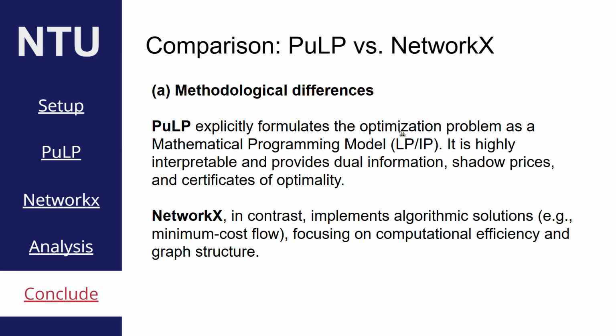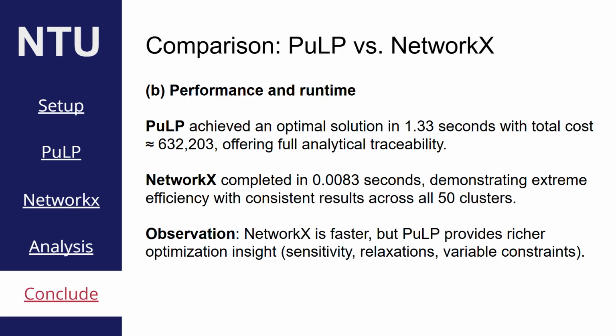At last, let me conclude what we have got from the work we have done. Firstly, let's see the comparison between PuLP and NetworkX. PuLP builds clear mathematical models with dual values and proofs, whereas NetworkX is algorithmic, emphasizing speed and graph structure. In short, PuLP focuses on theory and NetworkX on efficiency. In performance, PuLP took about 1.3 seconds with full analysis, while NetworkX finished in 0.008 seconds, much faster. Simply put, PuLP is slower but smarter. NetworkX is faster but lighter.